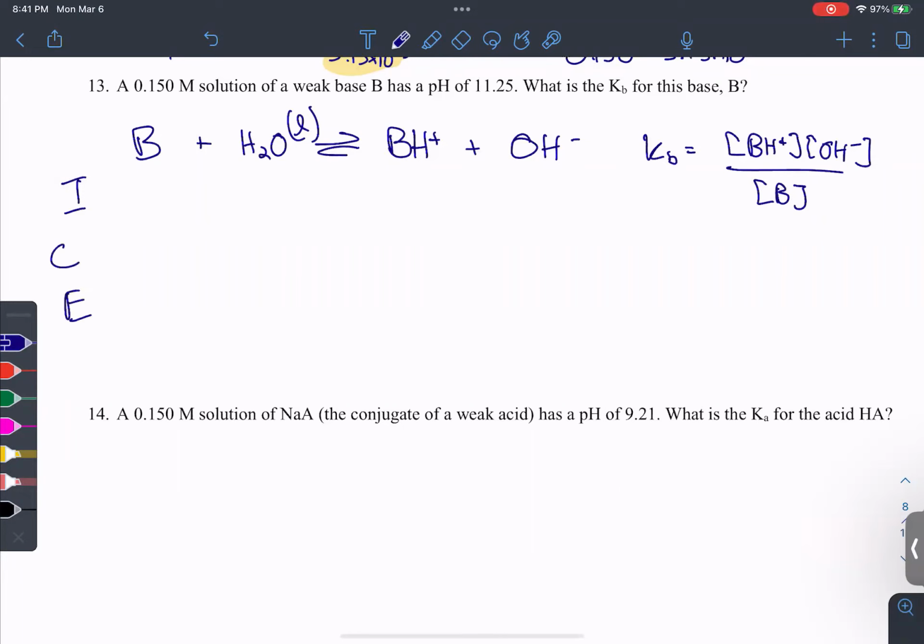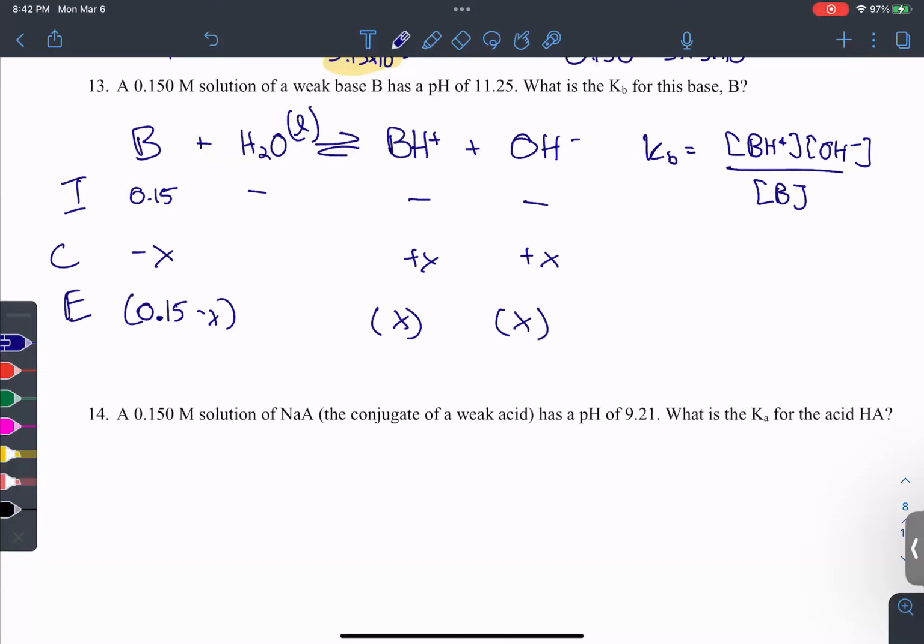There we go, ice table. So we fill in our ice table. It's going to look exactly the same. Initial 0.15, nothing over there, minus X, plus X, plus X. We also subtract X from water, but I don't care about it because it's not going into the K expression. So at equilibrium, 0.15 minus X, we have X amount of BH plus and X amount of OH minus. What's the trick with ice tables? The equilibrium line always goes into K. Yes, but in this case, it's Kb. So Kb is equal to x squared over 0.15 minus x.